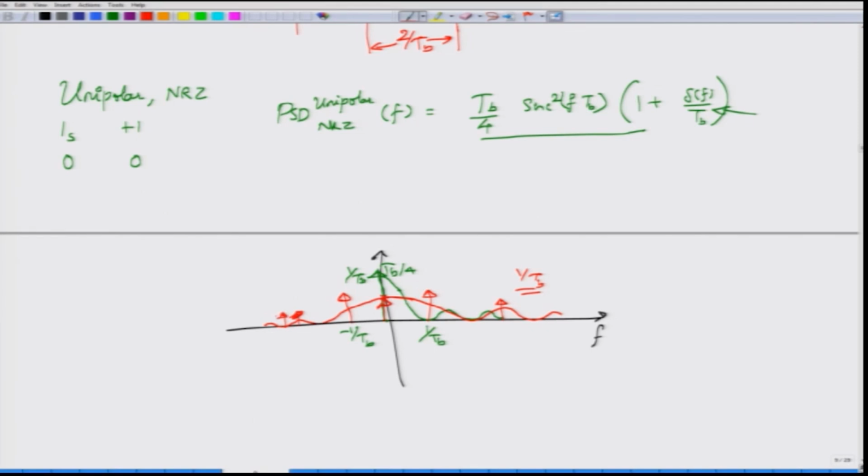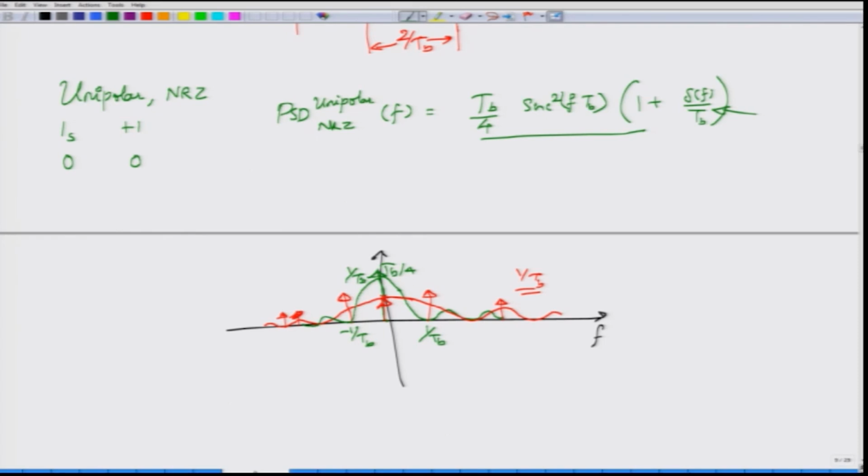So, you get these additional impulses, but those impulses can actually now be used for carrier synchronization. So, in case you are looking at why this format is interesting, it is because you have a series of impulses which you can pick off for carrier synchronization.